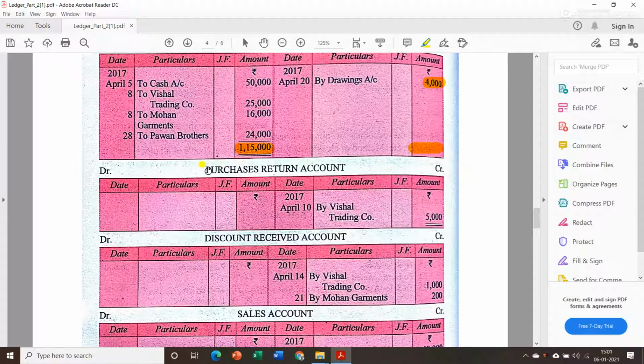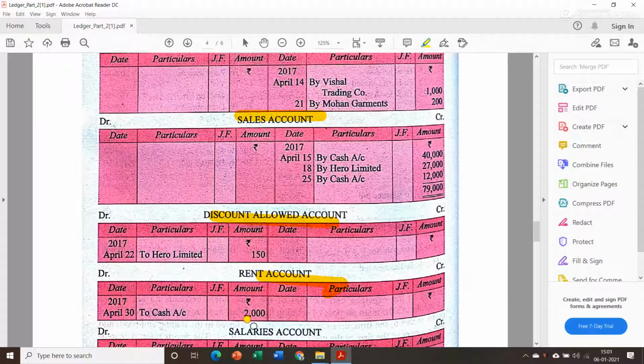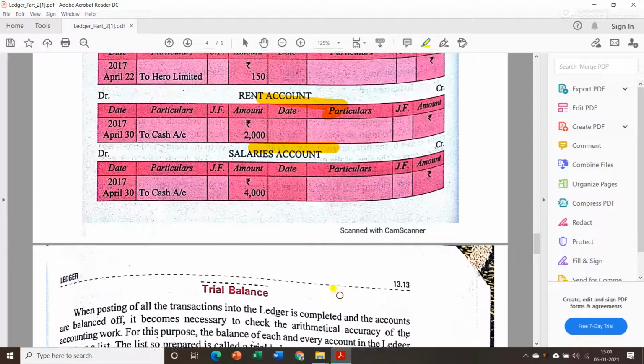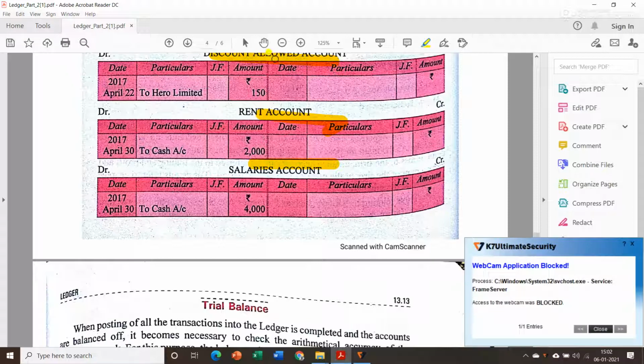In a similar manner, for the purchase return account, discount received account, sales account, discount allowed account, rent account and salaries account, we don't need to balance these nominal accounts. You just have to remember that all the personal accounts and all the real accounts need to be balanced, so that we can find out which account is showing a debit balance and which a credit balance.